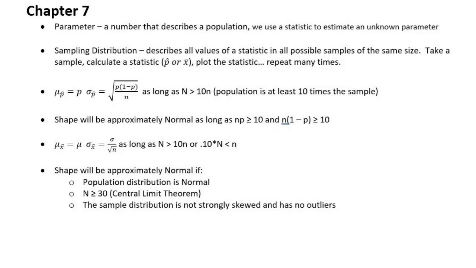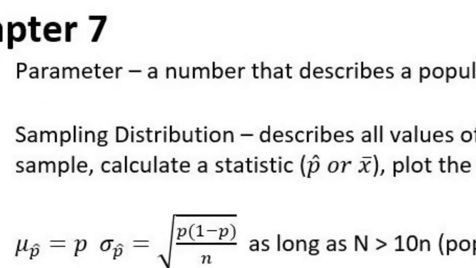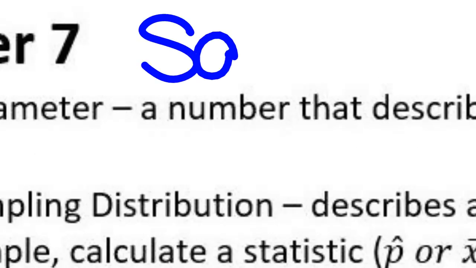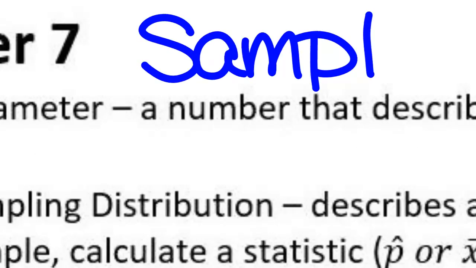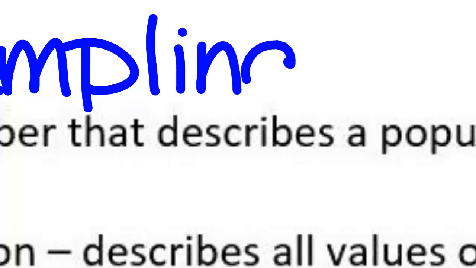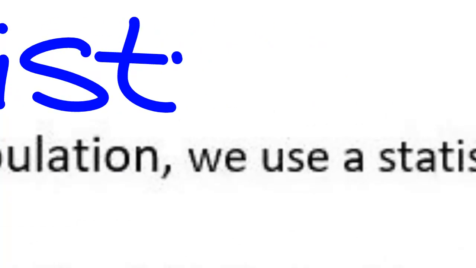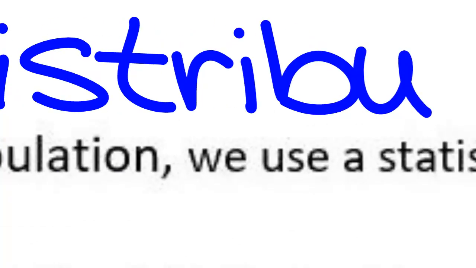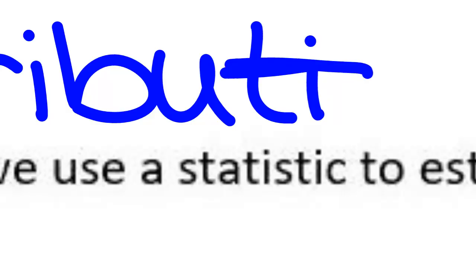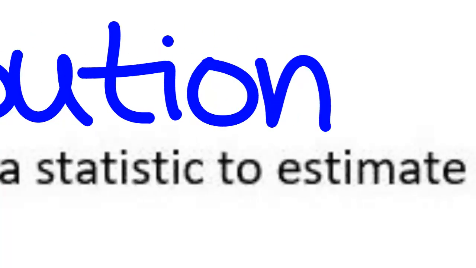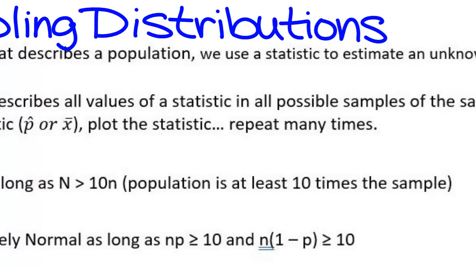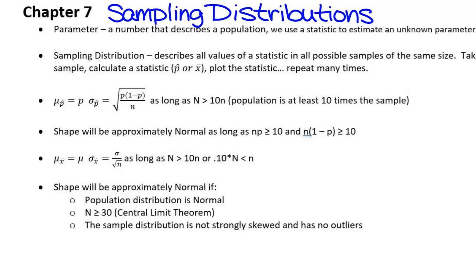Chapter 7 is where we talked about sampling distributions, and I am in the yellow packet right now. We talked about parameters and statistics. A parameter is a number that describes a population. We use a statistic to estimate an unknown parameter.